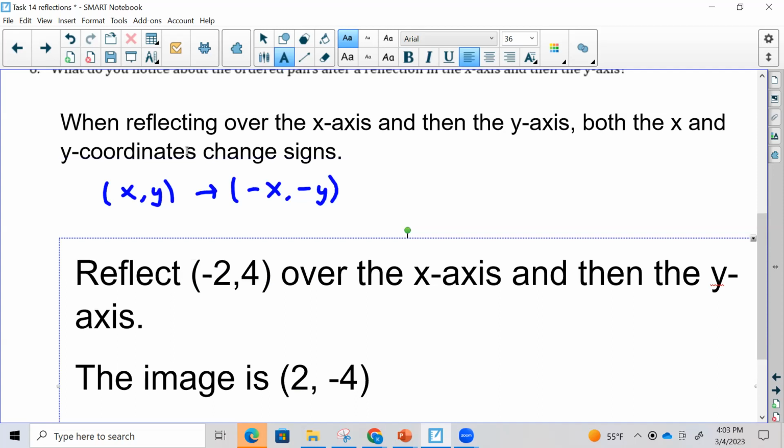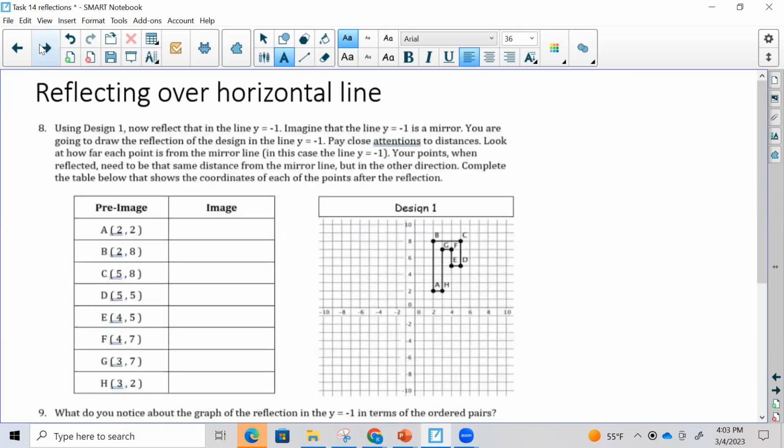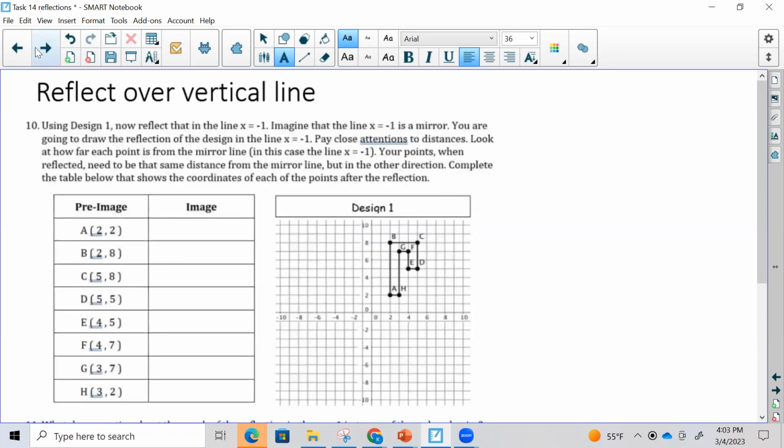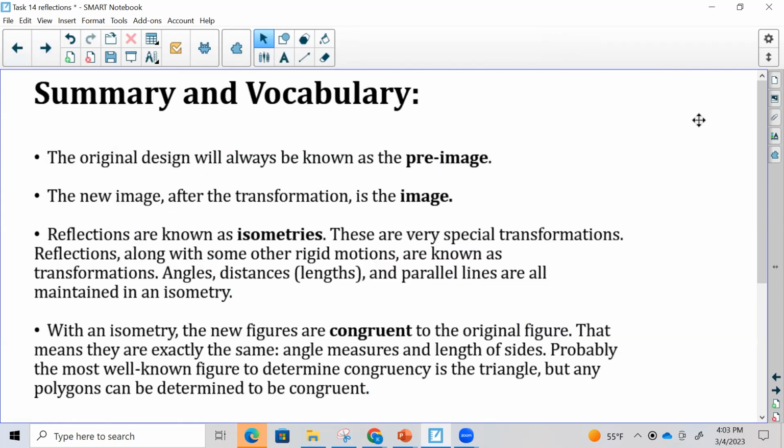Okay, and so that is the reflections. Again, you're going to do 7 for homework, and then we will look at 8, 9, 10 in class, and then the summary of the vocabulary.